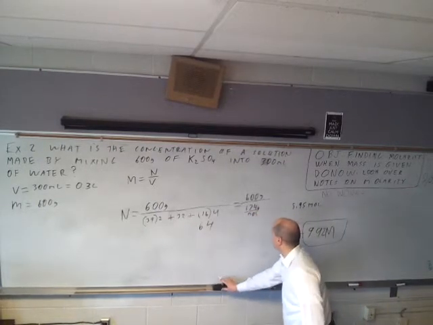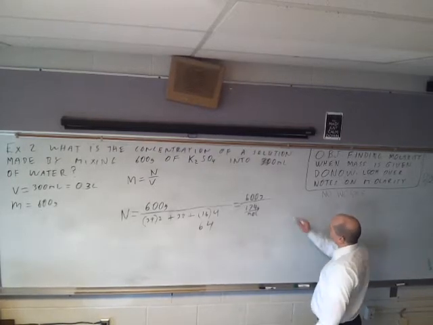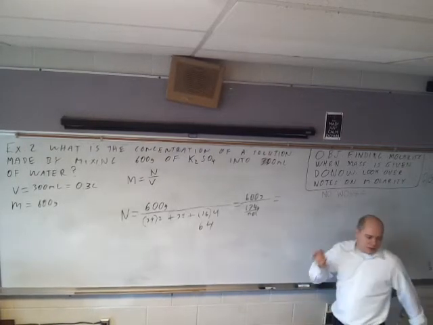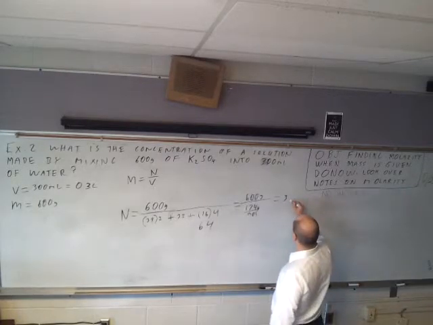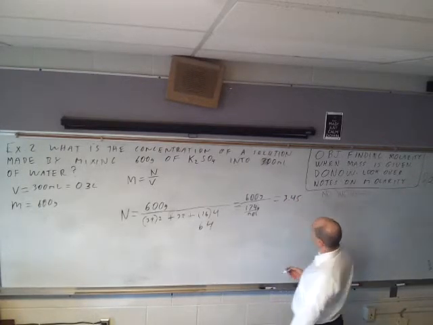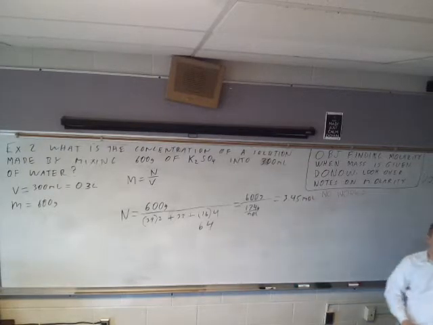Okay, so 600 divided by 174. It's got to be about 3.5-ish, right? What's the answer? 3.448. Let's say 3.45. Three significant figures. And that's moles. So we just found number of moles.